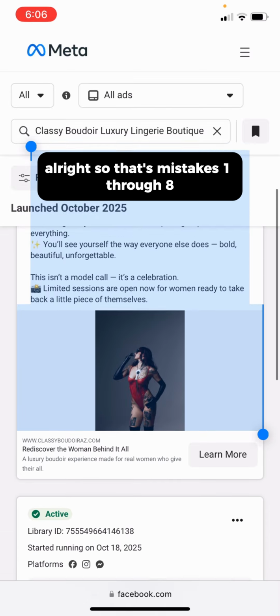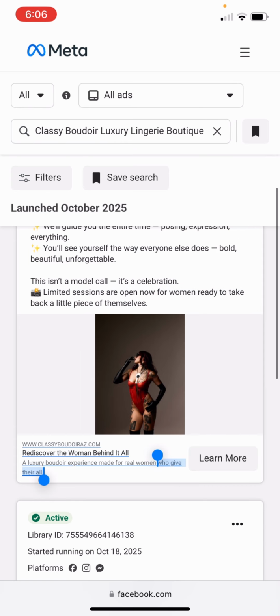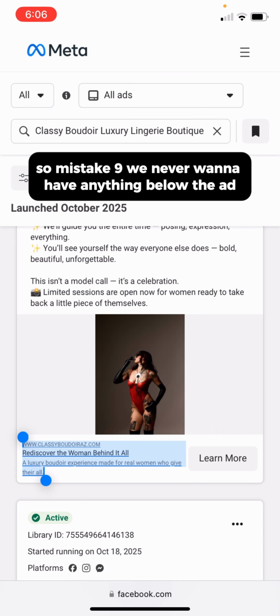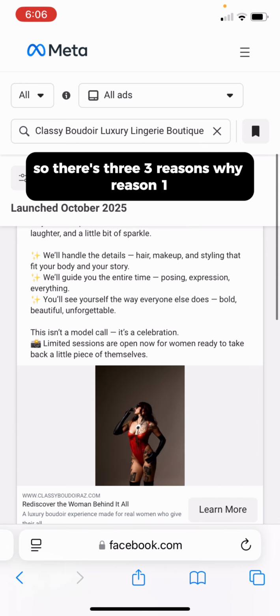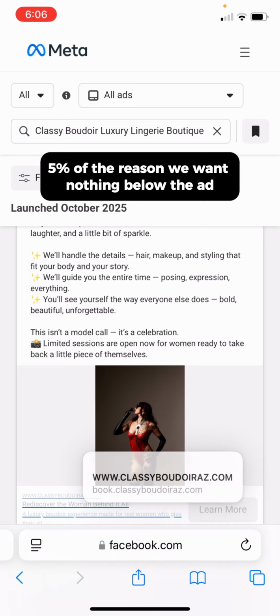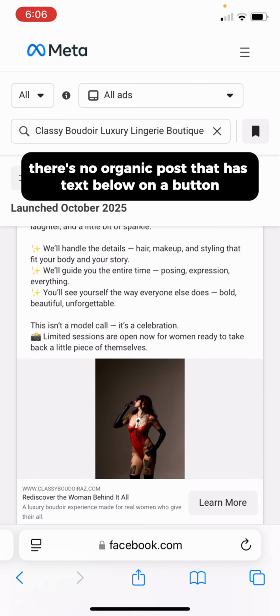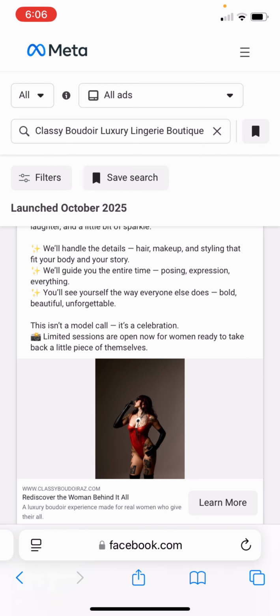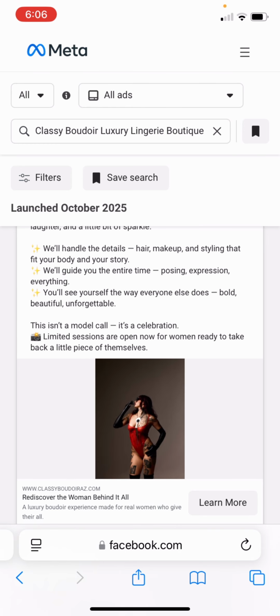All right, so that's mistakes 1 through 8. And mistakes 9 and 10 happen down here at the bottom of the ad. So mistake 9: we never want to have anything below the ad. No text, no button. Minimize the amount of stuff below the ad. There are three reasons why. Reason 1, 5% of the reason we want nothing below the ad, ties into mistake number 1. It makes it look more like an ad. There's no organic post that has text below it and a button. Those are all ads. So that ties in with mistake number 1.